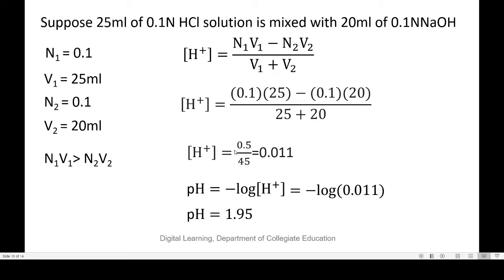On calculation, you will get the hydrogen ion concentration is equal to 0.011 and pH will be equal to negative logarithm of hydrogen ion concentration, which will be equal to minus log of 0.011. So log of 0.011 will be equal to minus 1.95. So minus into minus plus, so pH will be equal to 1.95.